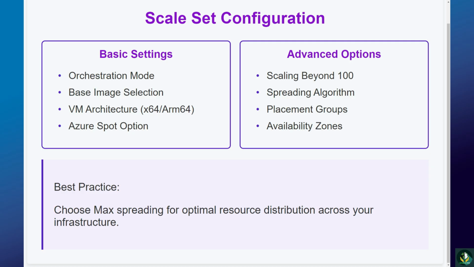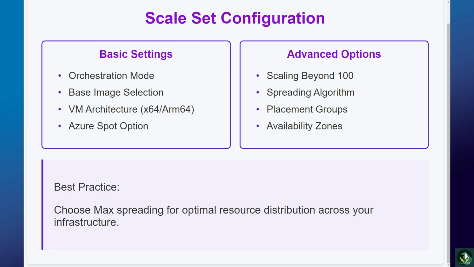A significant cost optimization option is Azure Spot instances. Here's what to consider. It offers substantial cost savings, up to 90% in some cases, works best for interruptible workloads, requires handling potential evictions, and is ideal for batch processing, testing, and development workloads.